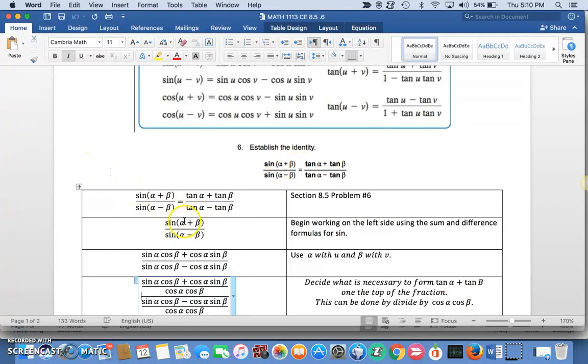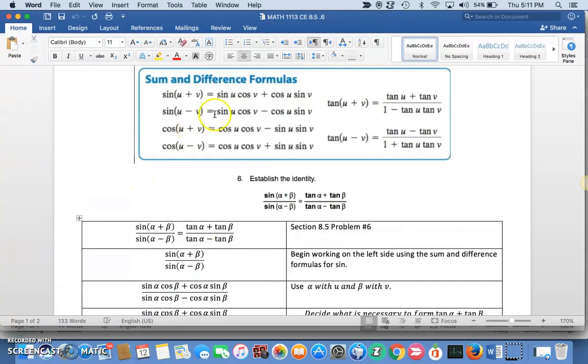So starting with the left side, you've got sine of alpha plus beta over sine alpha minus beta. So you expand the sine using the sum, and then on the bottom, the difference. So as you expand, it's the sine of the first, cosine of the second, plus cosine of the first, sine of the second. And then on the bottom, sine of the first, cosine of the second, minus cosine of the first, sine of the second.